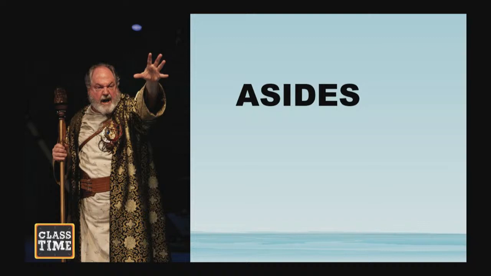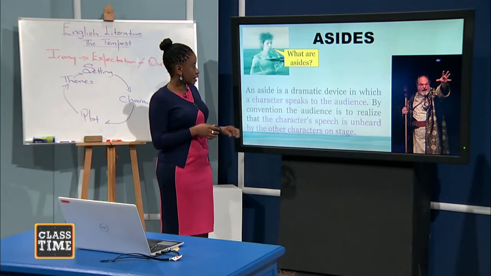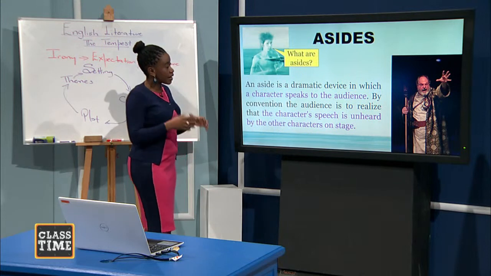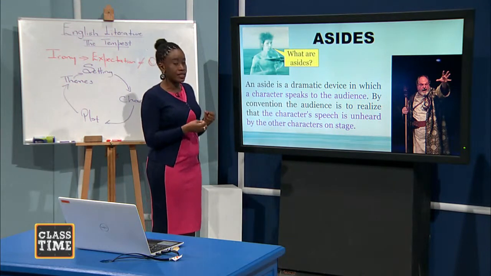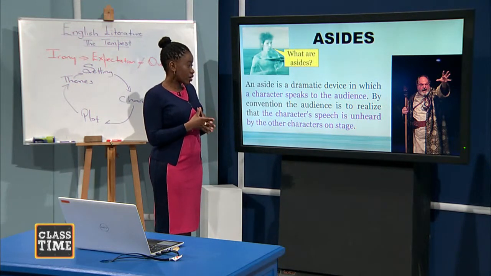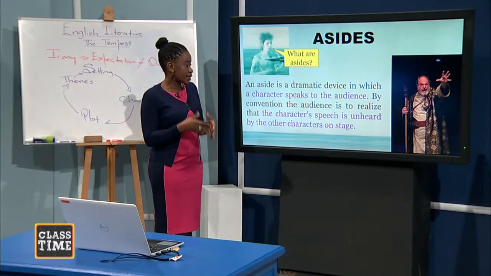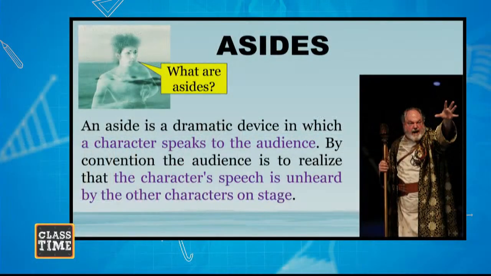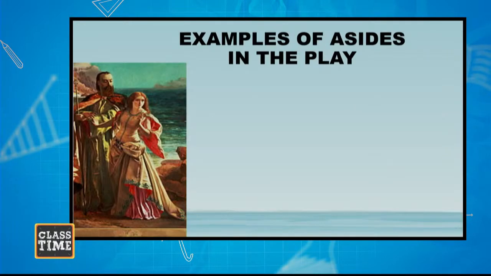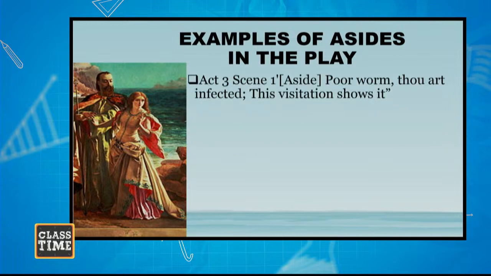So asides. A character is speaking, although other characters are on stage, they do not necessarily hear what the character is saying. All right, so moving on. So we just established what asides are, and it says here, an aside is a dramatic device in which a character speaks to the audience. By convention, the audience is to realize that the character's speech is unheard by the other characters on the stage. That's what I was just explaining. But what's the function of the asides? First of all, let's pinpoint an example of an aside being used in the drama.